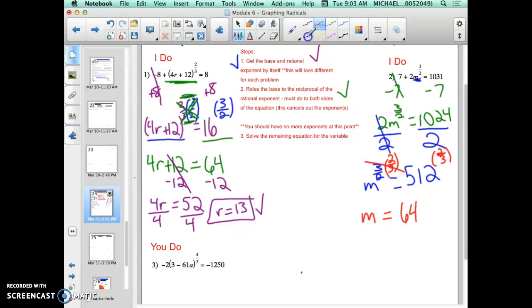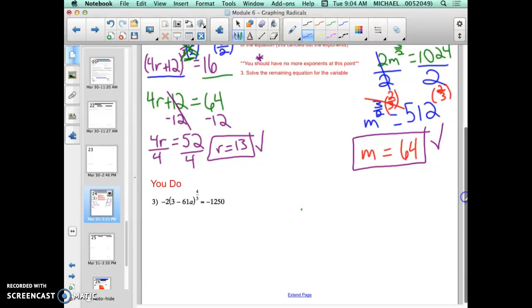I raised each side to the reciprocal of the exponent, and this cancels out the exponents. And in this case, I'm done with the problem. You should have no more exponents, which I don't, and then I solve the remaining equation for the variable. In this case, the variable is already by itself, it's solved. So I'm done. I didn't have to do step 3. So it's just another example of what these types of problems might look like. Follow it step by step until finally you get the variable all by itself without a power equaling a number.